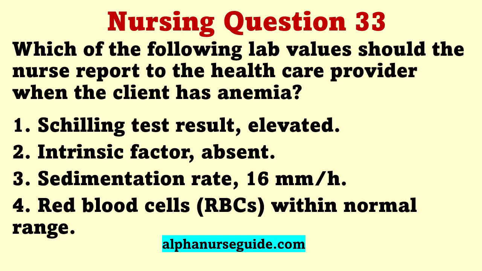An elevated excretion of the injected radioactive vitamin B12, which is protocol for the first and second stages of the Schilling test, indicates that the client has the intrinsic factor and can absorb vitamin B12 in the intestinal tract. A sedimentation rate of 16 millimeters per hour is normal for both men and women and is a non-specific test to detect the presence of inflammation. It is not specific to anemias. An RBC value within the normal range does not indicate an anemia.